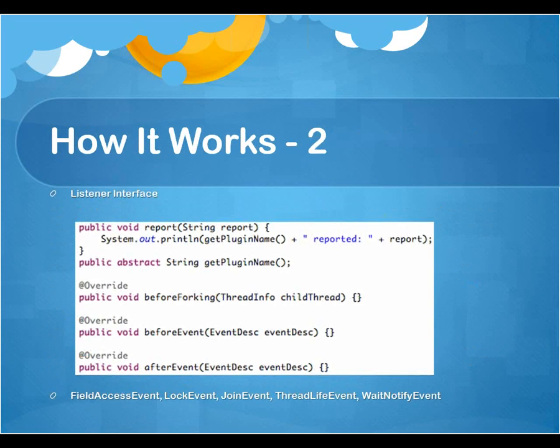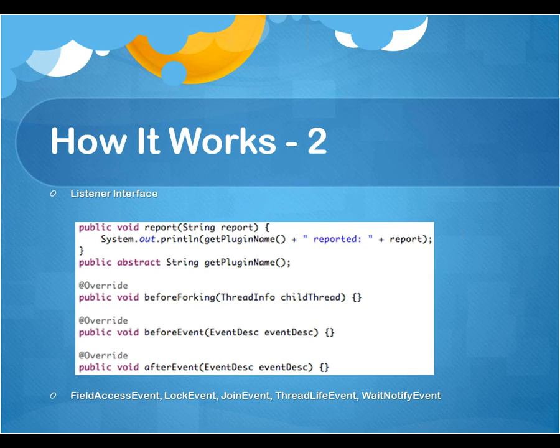Yep. So then here's just the listener that each detector has to implement. They can call the report method, which as you can see right now just prints it out. And then they have to have a name for their plugin. And right now there's before forking, which basically says, hey, a thread's about to be spawned. Or there's just before event and after event.